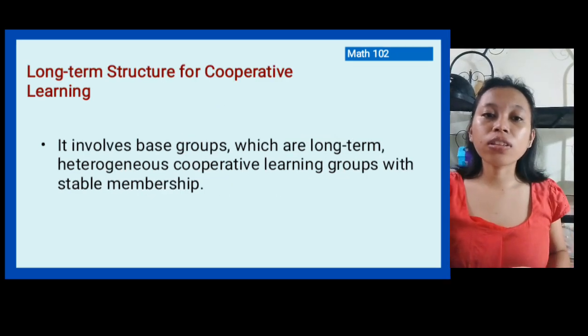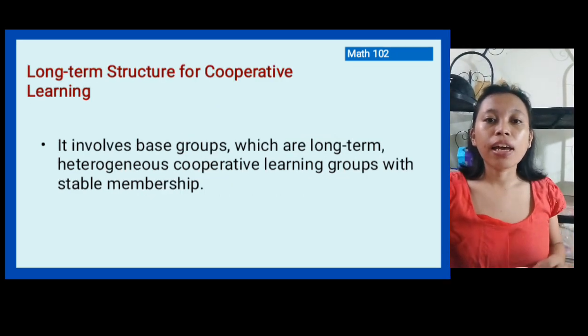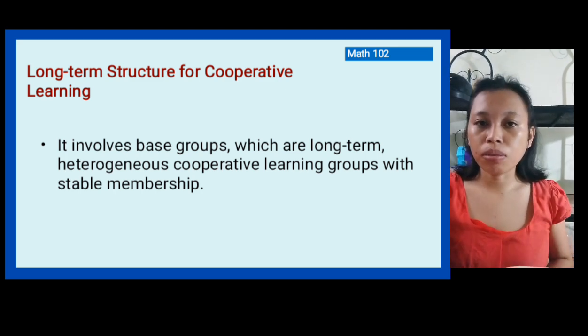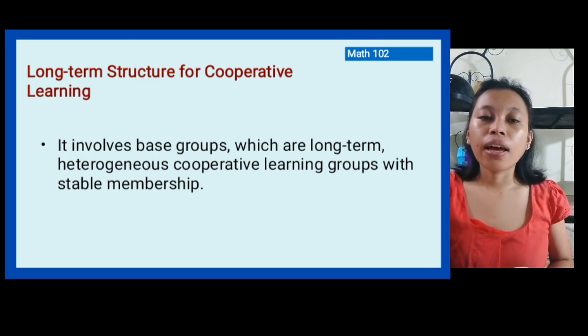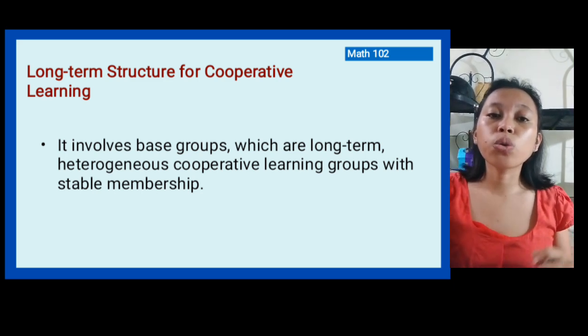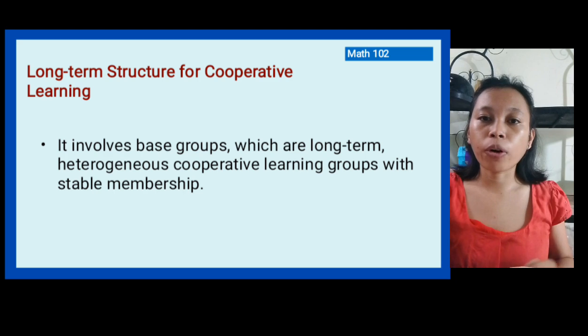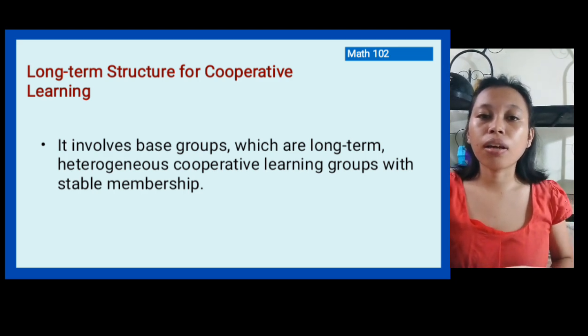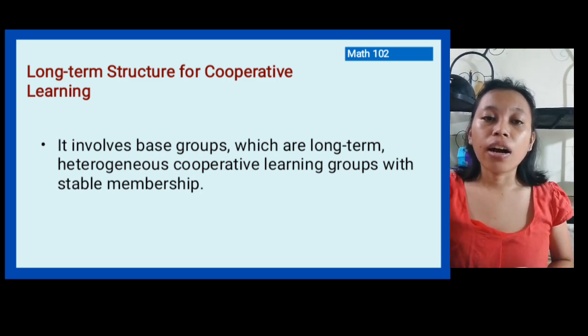Next is the long-term structure for cooperative learning. It involves base groups, which are long-term, heterogeneous cooperative learning groups with stable membership. The long-term structure for cooperative learning is a permanent group that provides peer support for learning, social development, and academic success throughout the semester or year.